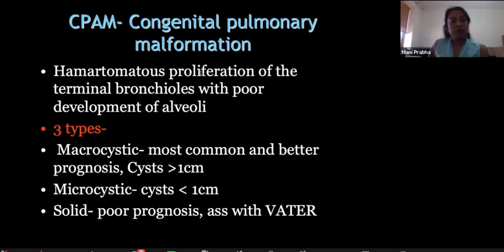And a little bit of description. It is hamartomatous proliferation of terminal bronchioles with poor development of alveoli. Three types are there: macrocystic, microcystic, and solid. Macrocystic are most common and they have better prognosis in comparison to the other types, and the cysts are more than 1 centimeter in size. Microcystic, the cysts are less than 1 centimeter. Solid has poor prognosis and is often associated with other abnormalities.